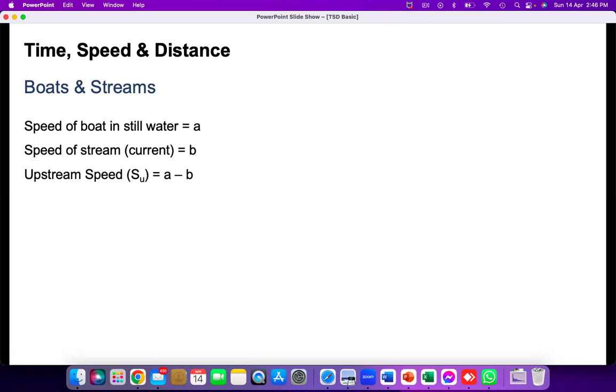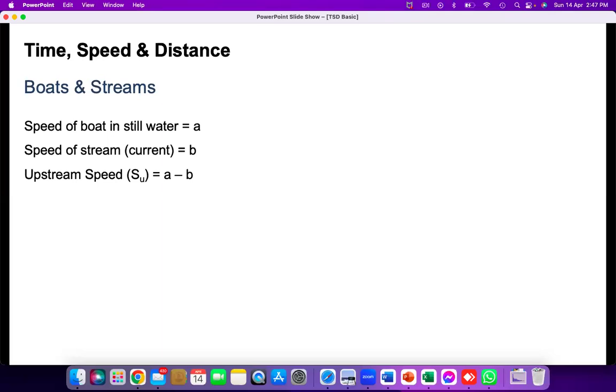Let's say the river is flowing with the speed 10 meters per second, and the boat speed is 2 meters per second in still water. Then what will happen? What did I say? The speed of current is 10 meters per second, and the speed of the boat in still water is, let's say, 15 meters per second. Then in the case of upstream, what will happen?